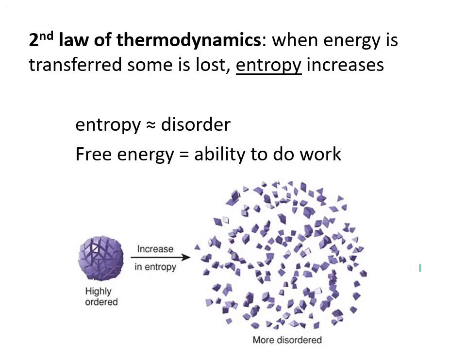All right, important term here. The second law of thermodynamics is saying that when you transfer energy, you can transfer energy all day long, but when you do it, you're going to lose some. You can't have a perfect transfer of energy. There's always going to be some that gets lost. And entropy increases when this happens.